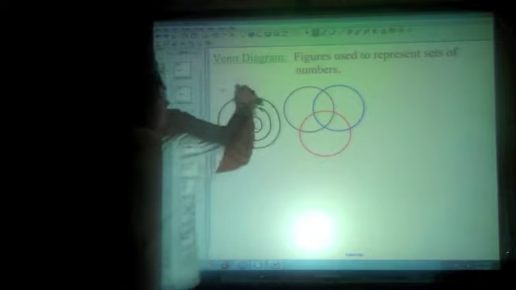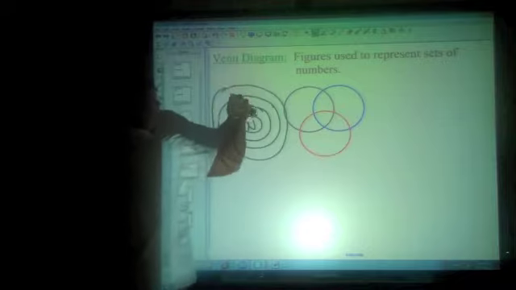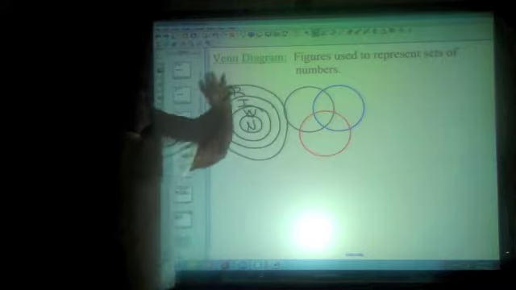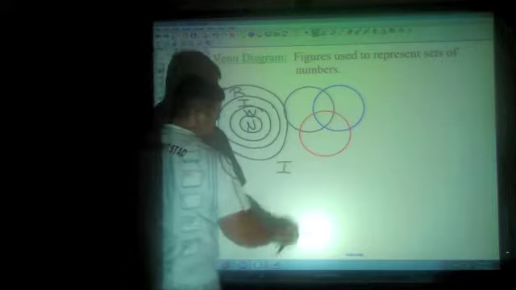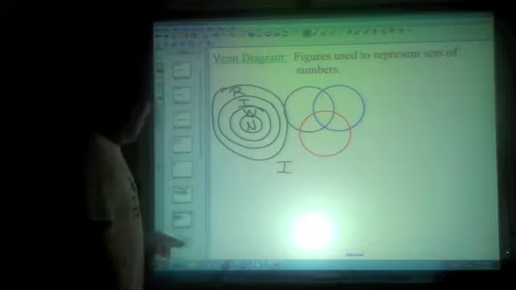But every single one of these numbers can be put onto a number line. So they would all be considered real. And then anything outside the real realm would be irrational numbers.